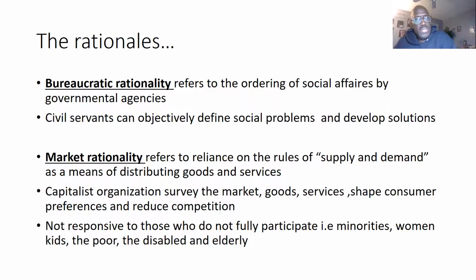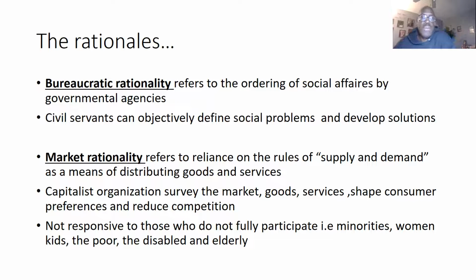There's another piece that goes into this whole decision making around policy, and that's the bureaucratic rationality. Also looking at market rationality. So there are a couple of different venues that people enter into. Market rationality is centered around the rules of supply and demand, distributing goods and services. Capitalist organizations survey the market, goods, and services, shape consumer preferences and reduce competition, and are not responsive to those who don't fully participate, i.e. minorities, women, kids, the poor, disabled, and elderly.